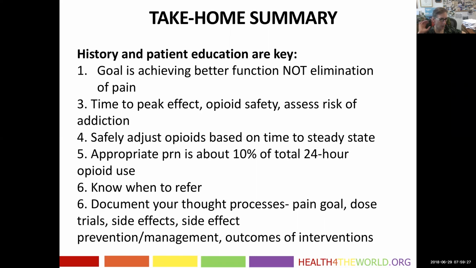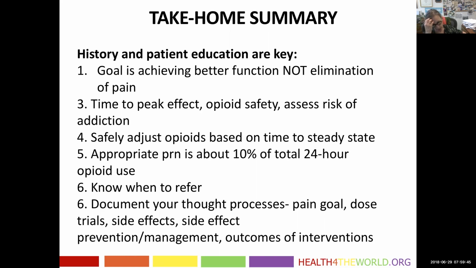So if someone has a pain crisis and they take a rescue dose and it hasn't done anything in an hour, they take another rescue dose in an hour. The appropriate dose of the rescue dose is about 10% of the total 24-hour opioid use.